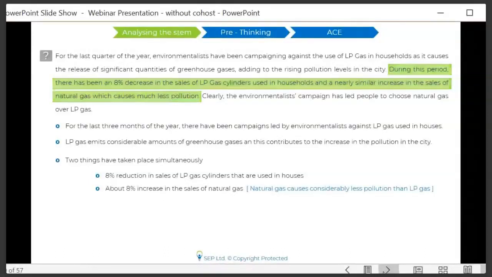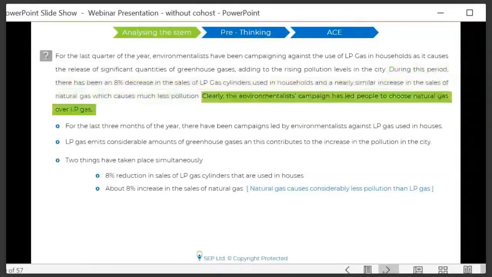Clearly, the environmentalists' campaign has led people to choose natural gas over LP gas. So the conclusion here contains a cause and effect. Now, this is very important, identifying causality in the conclusion. Here, if you read the conclusion carefully, it's given that the environmentalists' campaign has led people to choose natural gas over LP gas.